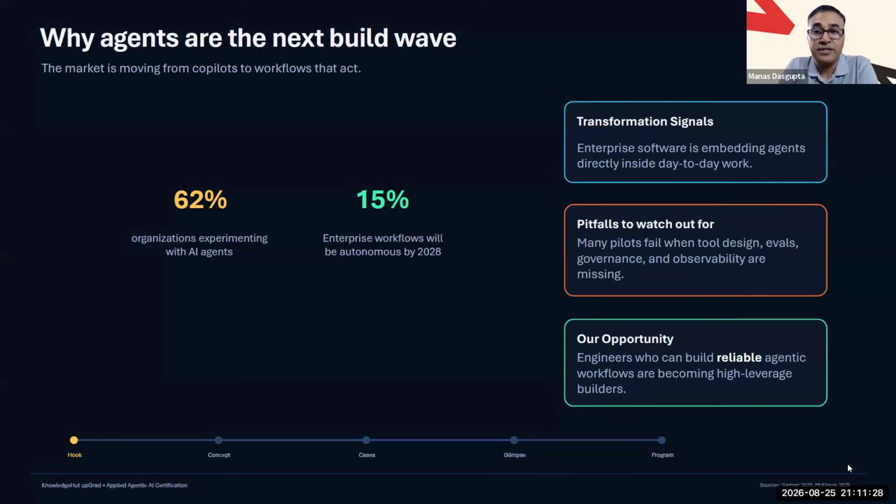So these are some of the transformation signals. Enterprise software is embedding agents directly inside day-to-day work. Let's say, for instance, 3 years back, you were using a CRM software. Today, it is very likely that CRM has been transformed to include a lot of AI features, say, an AI driven extraction of reports. Previously, in a traditional CRM, you would click on an option, enter what filter you want to apply, and take a few steps to create your report.